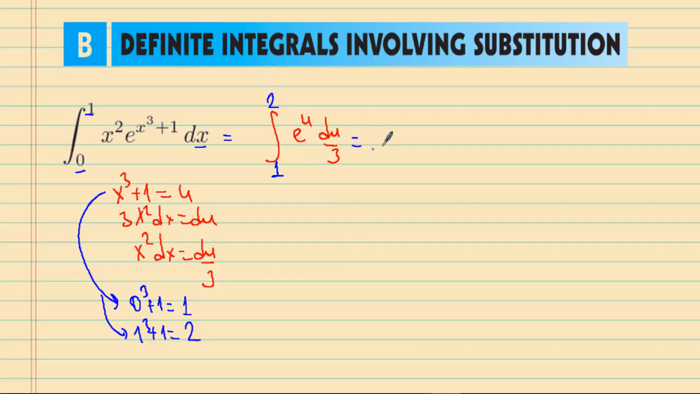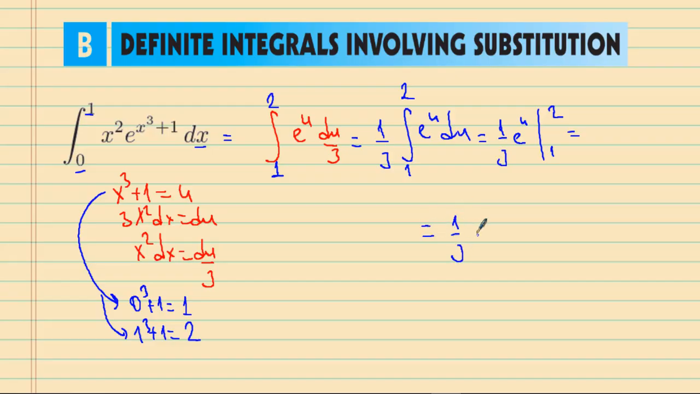That's it. So let's rewrite it in a more proper way. 1 by 3 goes out, so I have e to the power u du between 1 and 2. So it will be 1 by 3 e to the power u between 1 and 2, and we first put 2: 1 by 3 e squared minus, let me put the bracket here, e to the power 1. So this is the answer.